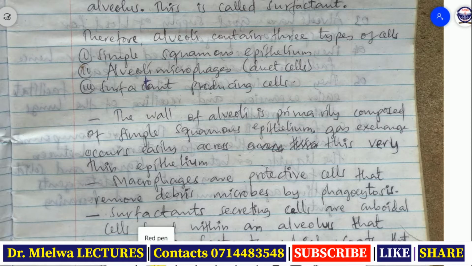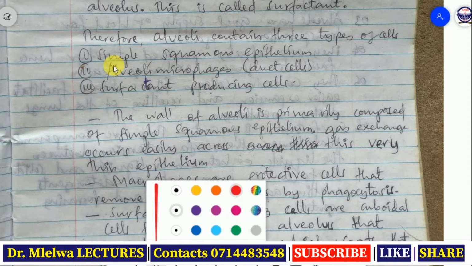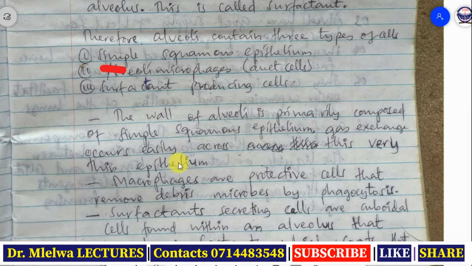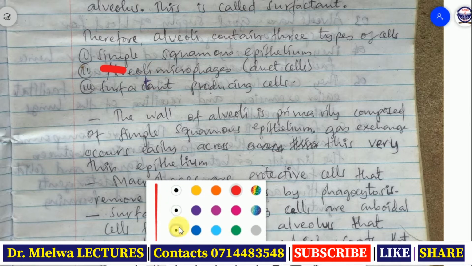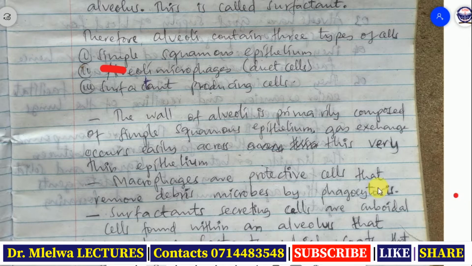So in the lungs, or in the alveoli, we have three types of cells. We have the simple squamous epithelium. Then we have the alveolar macrophages. And we have the surfactant producing cell. The simple squamous epithelium is sometimes called the pneumocyte type 1.